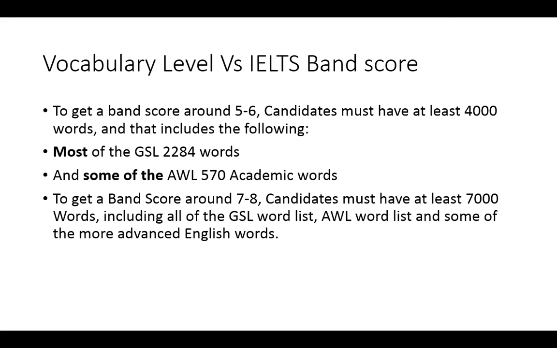Okay, so basically, I'm also going to give you some information regarding the vocabulary level versus the IELTS band score. To get a band score around 5 to 6, candidates must have at least 4,000 words, and that includes the following two lists. The first list is what we call the GSL, 2,284 words, shortened for the General Service List. It was actually invented by Cambridge University a long time ago.